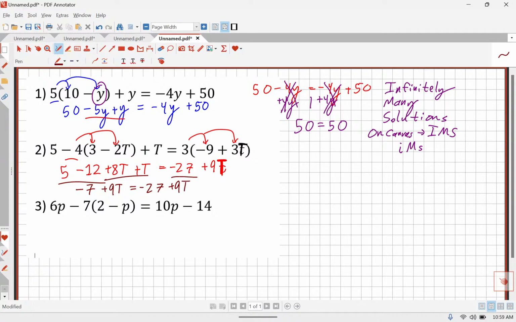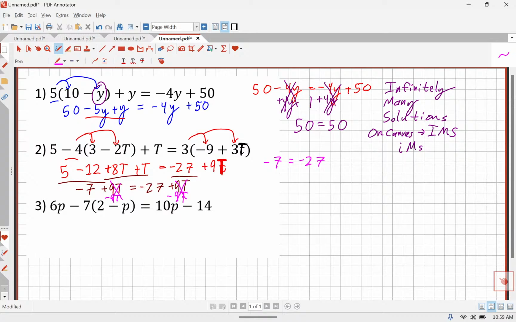Elin, what's going to come next? What should I do? Yeah, I would subtract 9t from both sides. And that leaves me with -7 equals -27. Elin, is that true or is that false? It's false. So what does that mean about the second equation?